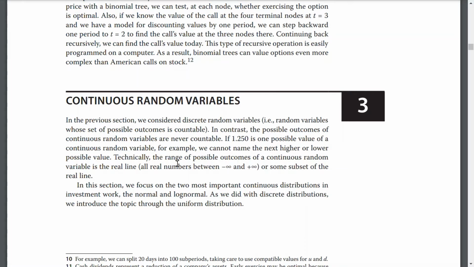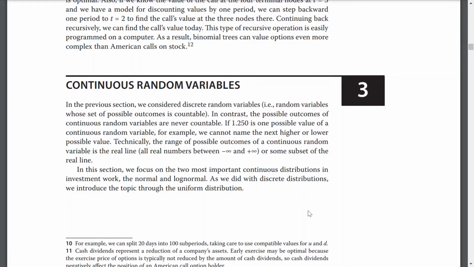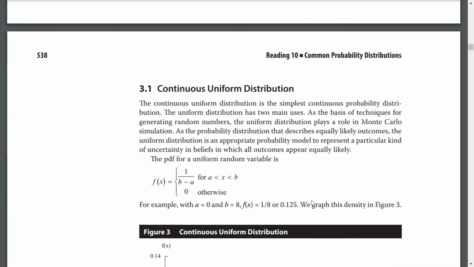In this section, we focus on the two most important continuous distributions in investment work, the normal and lognormal, as we did with discrete distributions. We introduce the topic, starting with the uniform distribution. 3.1, continuous uniform distributions. The continuous uniform distribution is the simplest continuous probability distribution. The uniform distribution has two main uses as a basis for techniques for generating random numbers.